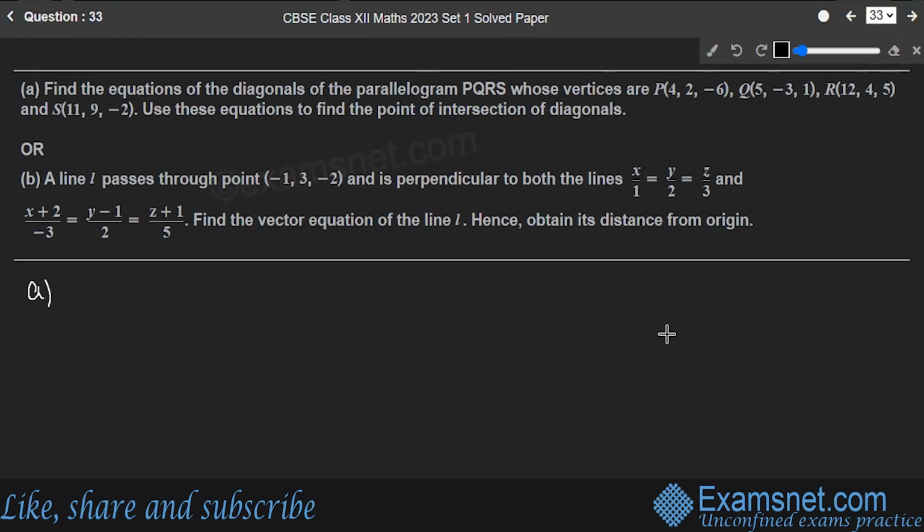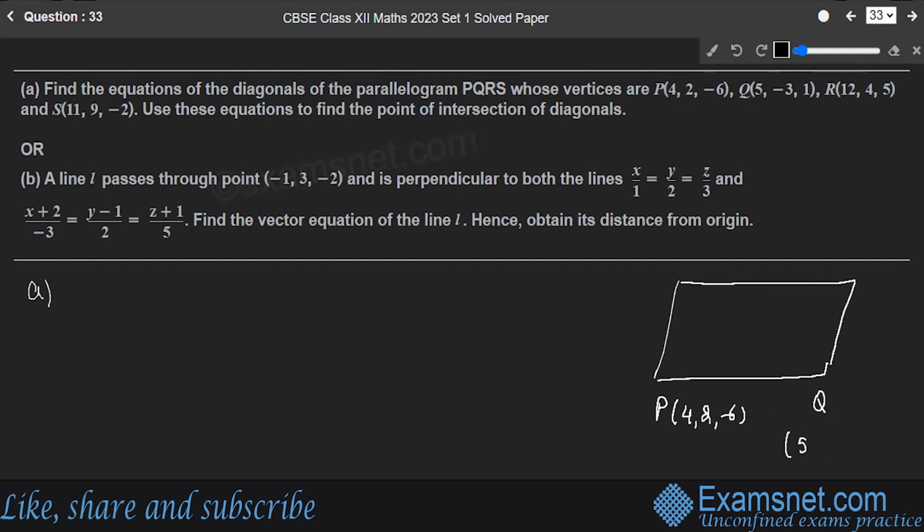Let's make that parallelogram first. This is the parallelogram. So this is the point P, which has the coordinates 4, 2, minus 6. This is Q, 5, minus 3, 1. R has 12, 4, and 5. And this is S, 11, 9, minus 2. So find the equation of the diagonals, whose vertices are these. Use this equation to find the point of intersection of the diagonals.